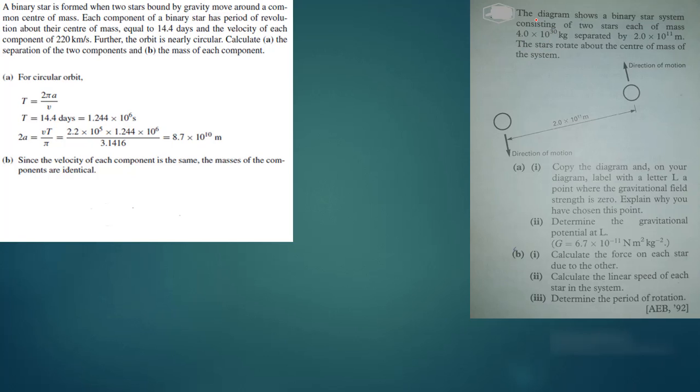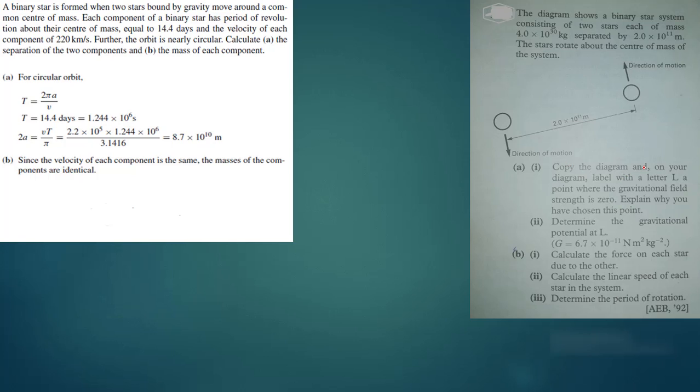We have a diagram that shows a binary star system consisting of two stars, each of mass 4 times 10 power 30 kilograms, separated by 2 times 10 power 11 meters. The stars rotate about the center of mass of the system. The direction of motion is this way for one and this way for the other. The distance between them is this.